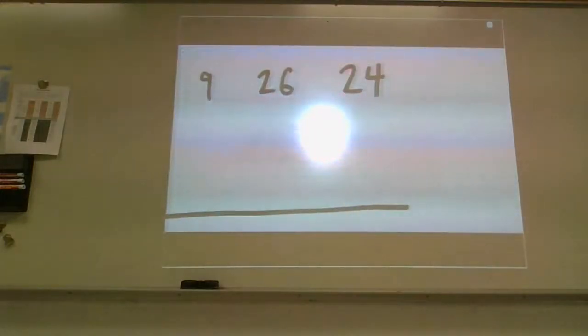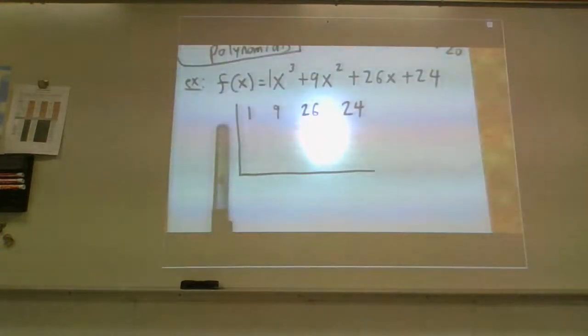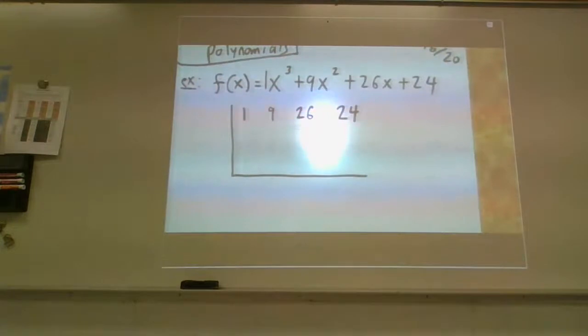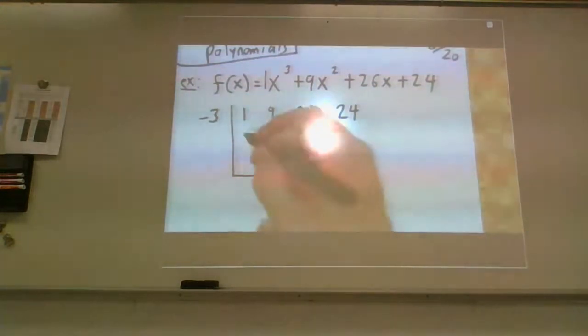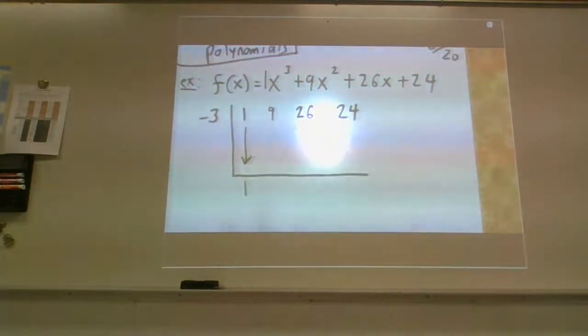So I'm going to go back to this synthetic bar, and I am going to see if maybe -3 will work. Let's put that -3 on the outside. Now we have a way of beginning this synthetic process. If you remember last week, the synthetic bar was nothing more than addition and multiplication, back and forth until you get a number down here where I'm pointing. So it would be 1 plus nothing, which is 1. And then we multiply.